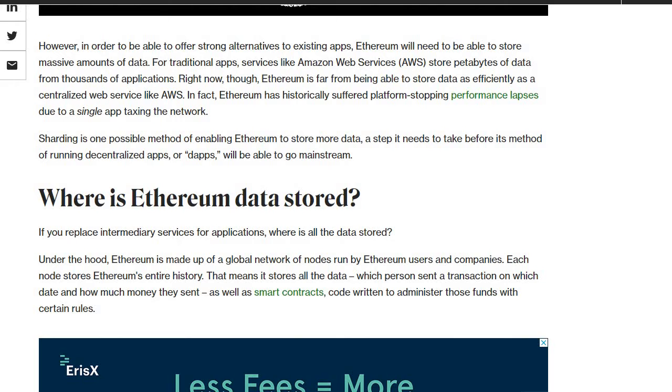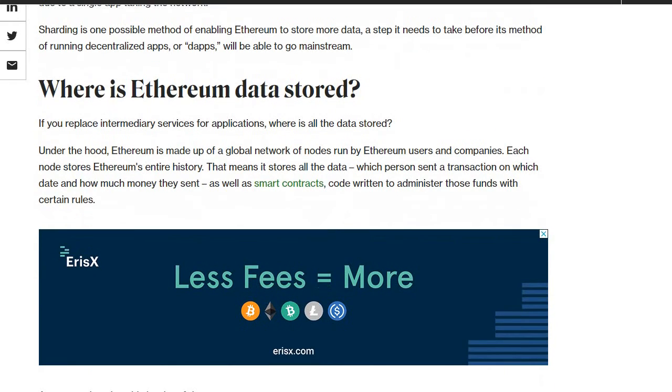Sharding is one possible method of enabling Ethereum to store more data, a step it needs to take before its method of running decentralized apps, or dApps, will be able to go mainstream.